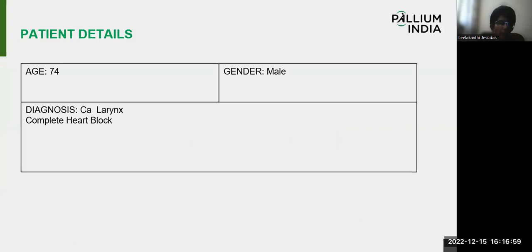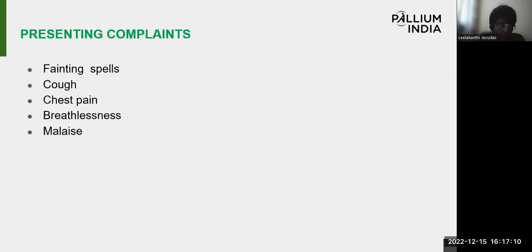The patient is 74 years old, male, diagnosed with CA larynx, and then he came with complete heart block. Next slide. He had presenting complaints of fainting spells at home. He came with cough, chest pain, breathlessness, and malaise.